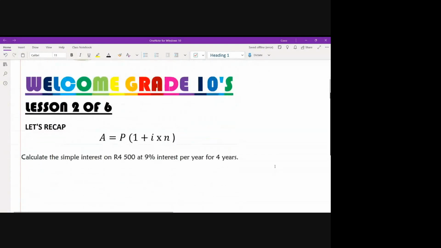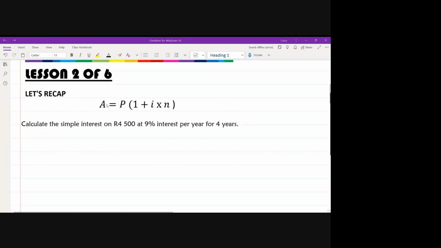Remember we were speaking about finance. And so we were learning about simple interest. We're going to use the simple interest formula over here to answer this particular question that we're given. If we look at the question, it says here for us to calculate the simple interest.